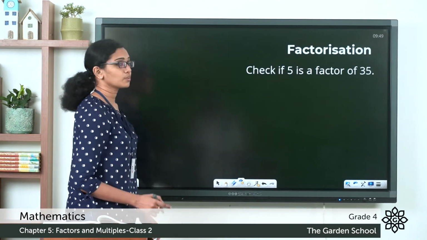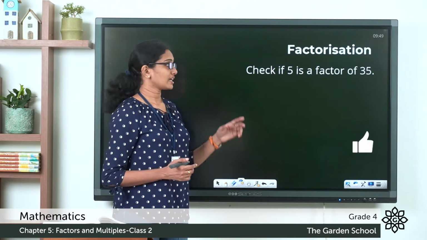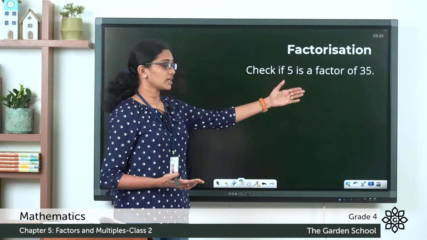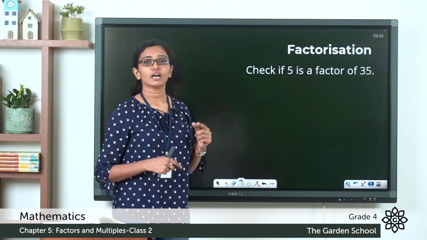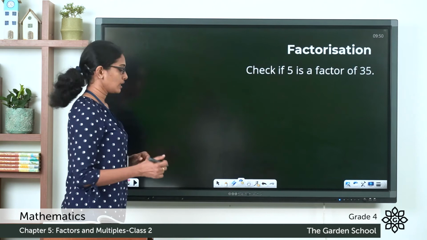Now, we'll see one more question. Check if 5 is a factor of 35. So like we said before, how do we check if one number is a factor of the other? You have to check if the given number is completely divisible by the other number. So let's check if 35 is completely divisible by 5.